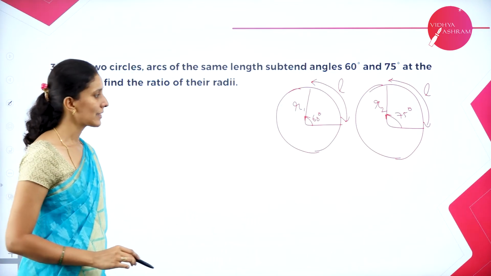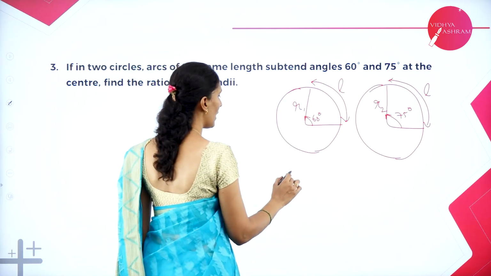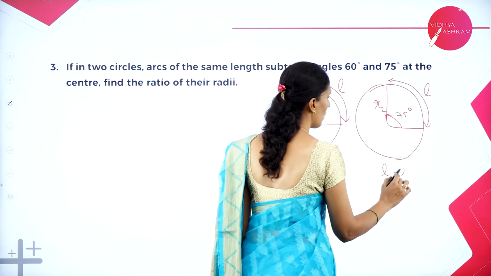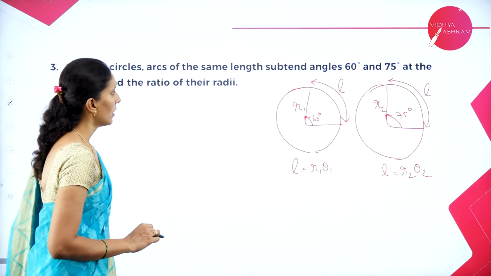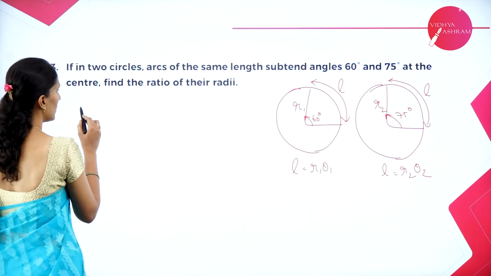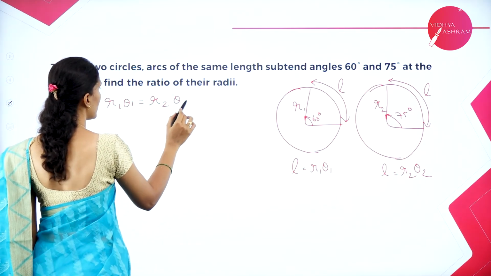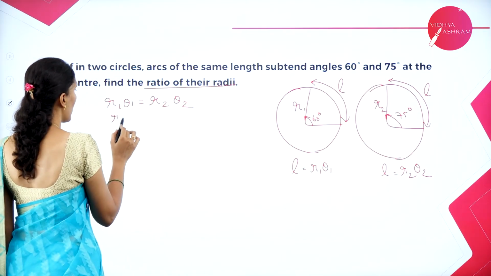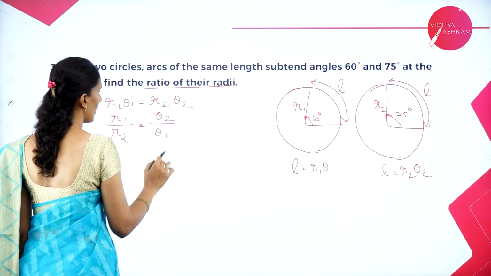So first, let us convert the given angles into radians. L is equal to R1 theta 1 for this circle, L is equal to R2 theta 2 for this circle. That is the arc length formula. They have given L is the same, so we can equate them. That is R1 theta 1 is equal to R2 theta 2. They have asked you to find the ratio of their radii. So therefore, R1 by R2 is equal to theta 2 by theta 1.